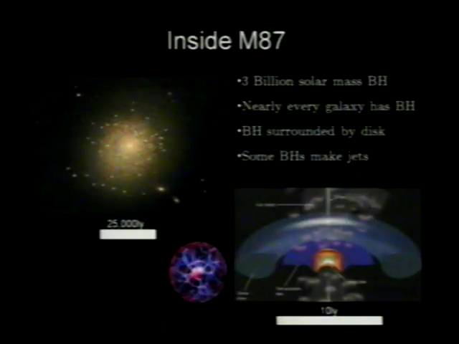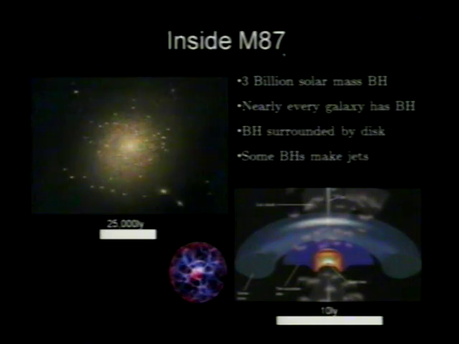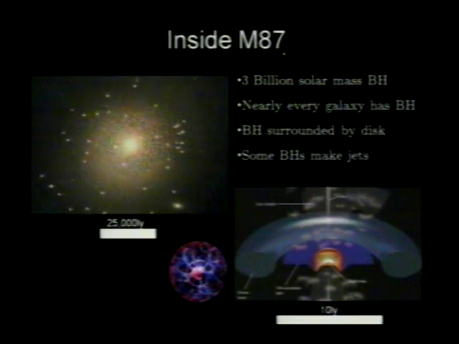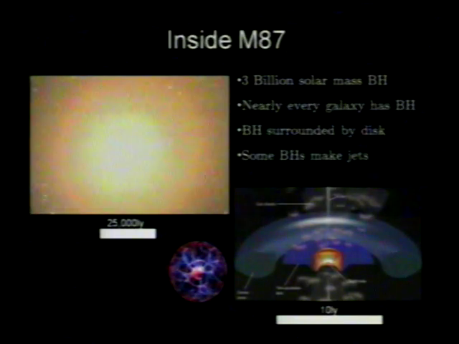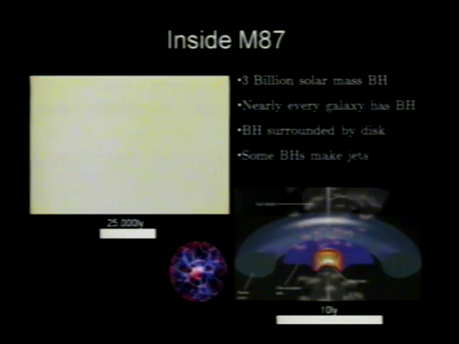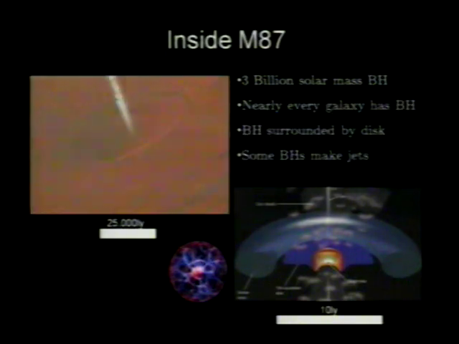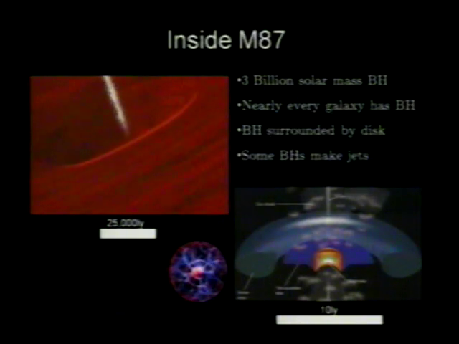So inside M87, we're going to zoom into the inside of M87 here. It has a 3 billion solar mass black hole, like I mentioned earlier. And I just want to comment here, just to give you this idea. Nearly every galaxy has one of these big black holes in them. Maybe it's not this big, but it's pretty big. So here we've just zoomed in.